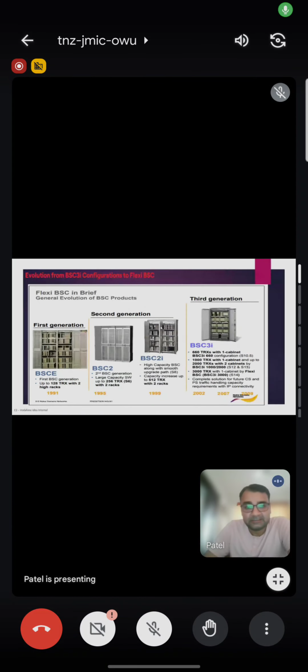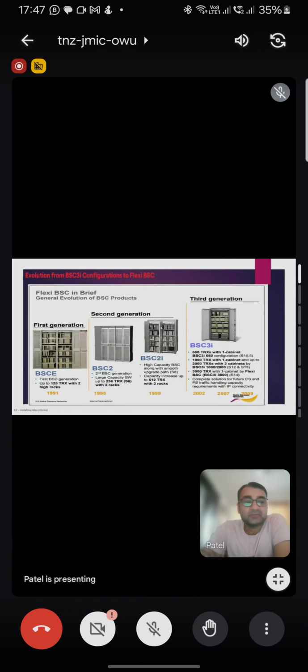Detail in further slides. So let's move to the next slide. Let's talk about the first generation of the Nokia BSCs. In Nokia BSC, the first generation capacity is up to 128 TRX with two high racks. तो जब इसका फर्स्ट जनरेशन था तो रैक विल बी बिग, बहुत बड़ा होता था.